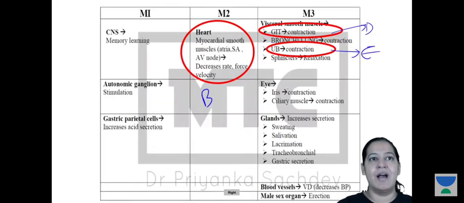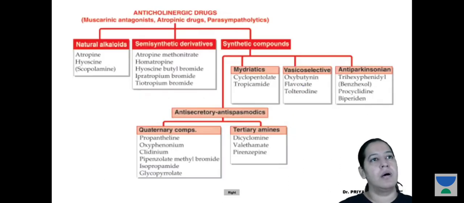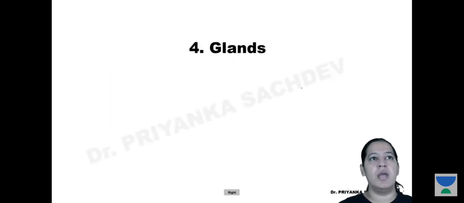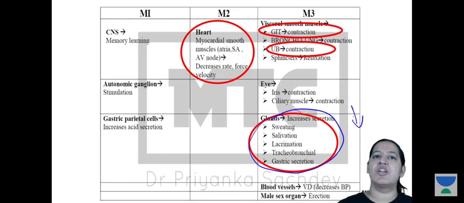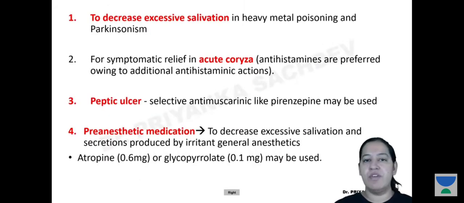I'm not explaining again. The fourth use is glands. Based on glands, where we use this property, they are decreasing secretion of all these glands. So where we use this property, at 4 places.